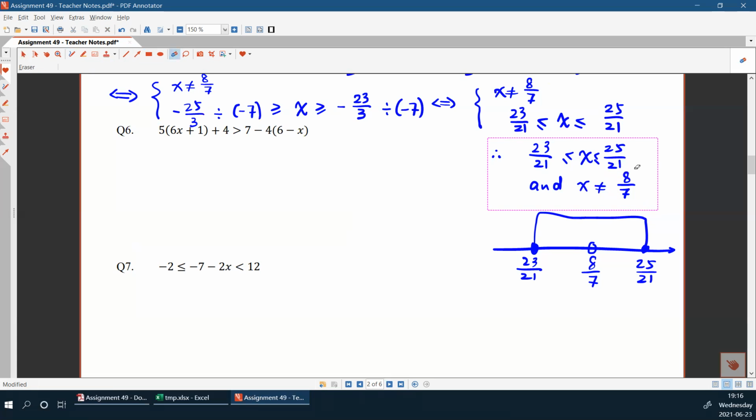You don't have to draw the diagram. It only helps you to analyze if you have to include both expressions here. Okay, any questions? No? All right, let's see the next one.